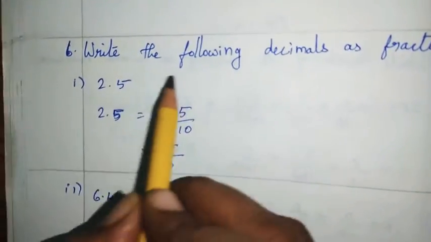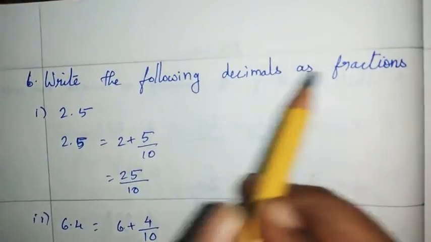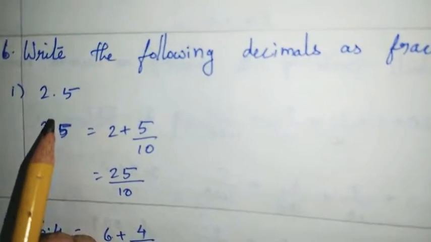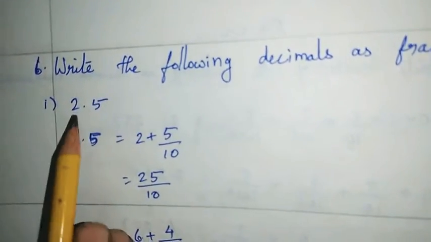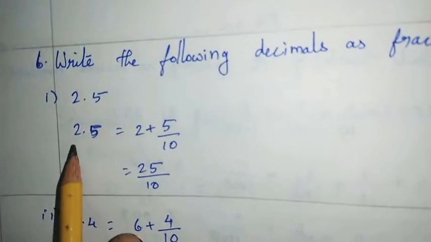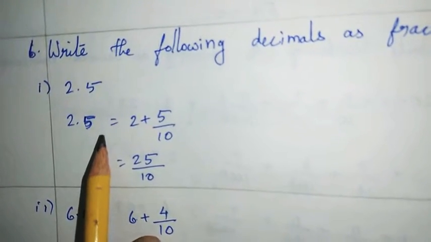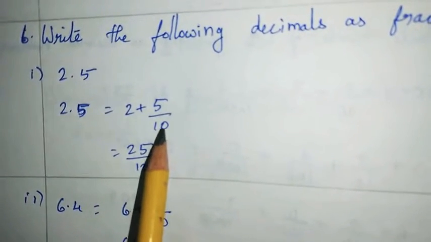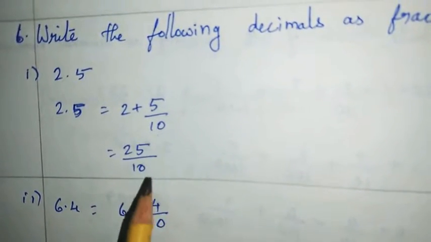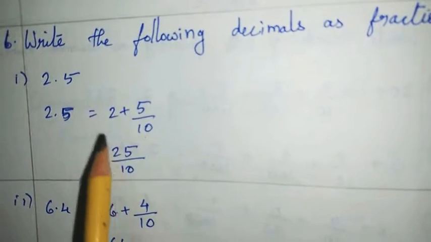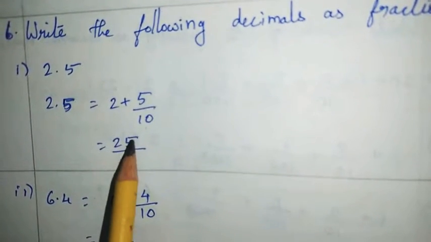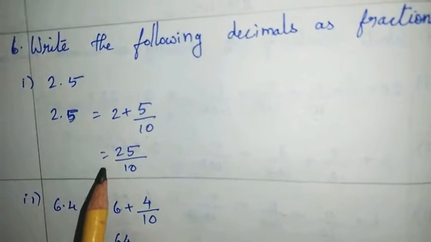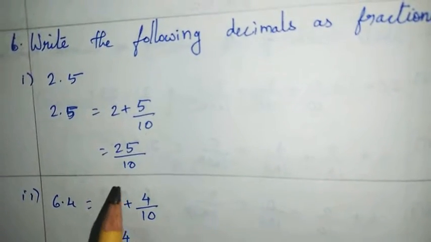Sixth sum, write the following decimals as fractions. Here the decimals are given. You have to convert these decimal numbers into fractions. First sum is 2.5. This 2.5 can be written in the expanded form as 2 plus 5 by 10. Again, if we take the LCM, we get the LCM as 10. Add the numerators, we will get 25 by 10. Therefore, 2.5 can be converted into a fraction as 25 by 10.